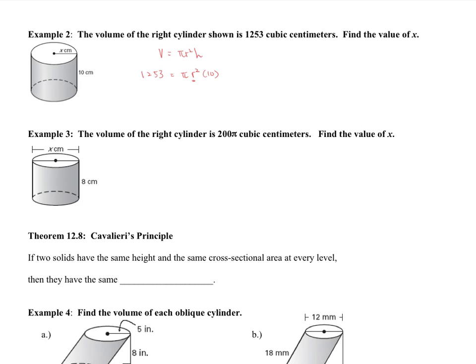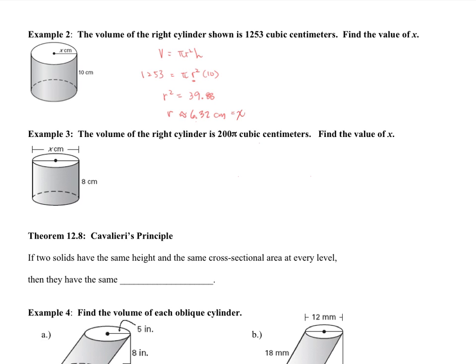So we need to find out what r is. So r squared, after using your calculator, should be about 39.88. And taking the square root, you should get r about 6.32 centimeters. So this will be your x.